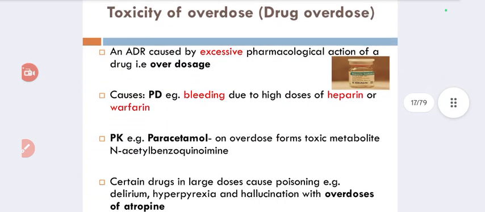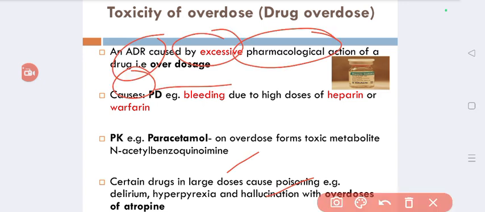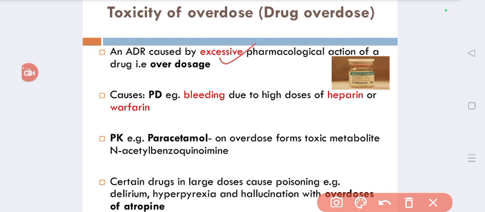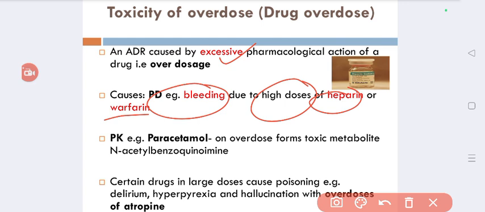Toxicity of overdose. Whenever there is overdosing of a drug, the ADR is caused by excessive pharmacological action of the drug, if you have taken a drug at an excessive dose, not at a therapeutic dose. For example, heparin causes excessive bleeding. Because of a high dosage of heparin or warfarin, it can cause extensive bleeding. Paracetamol, if taken in a higher dose, say 10 tablets at once, will form a toxic metabolite, N-acetyl benzoquinoneimine, and it causes hepatotoxicity.